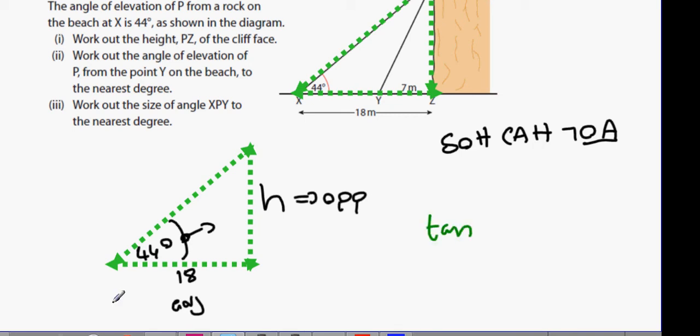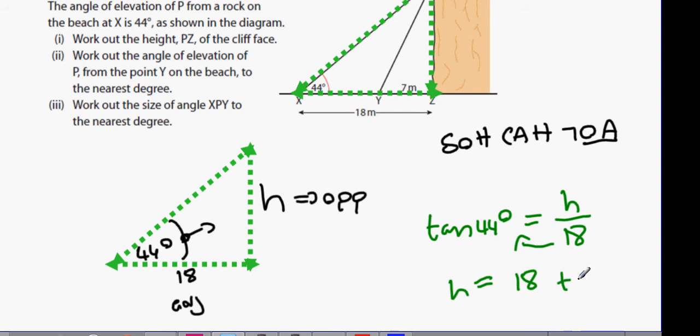Tan 44 degrees equals opposite, which is H, divided by 18. Cross multiply up the 18. H equals 18 tan 44. And what is 18 tan 44? Can anybody tell me?